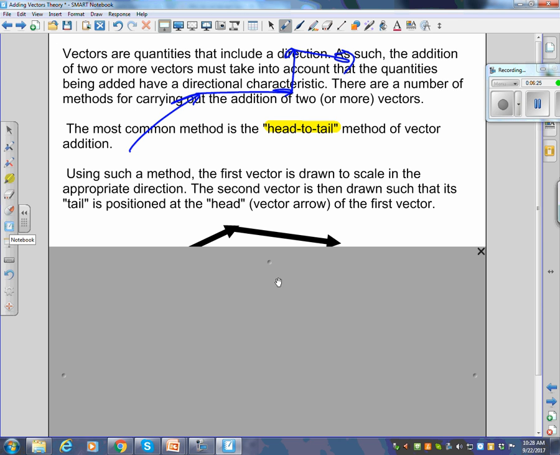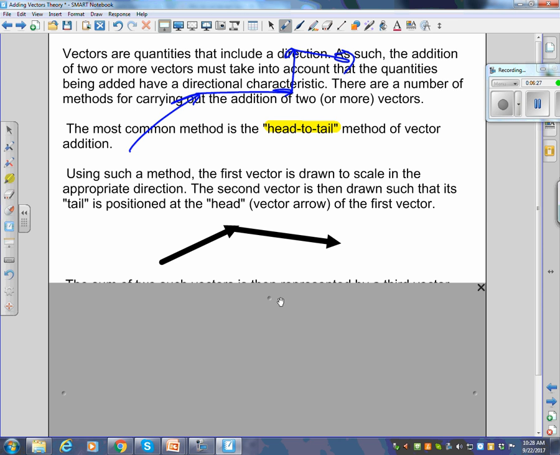Using such a method, the first vector is drawn to scale in the appropriate direction. The second vector is then drawn such that its tail is positioned at the head of the first vector. So in other words, make it look like that, like you did yesterday. Tip to tail. Do they have to be the same scale? Like if one is 1 centimeter equals 5 kilometers, the other one is 1 centimeter equals 10 kilometers, is it going to work? No. It's got to be the same scale for the whole question, right?